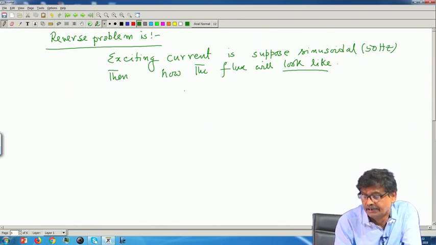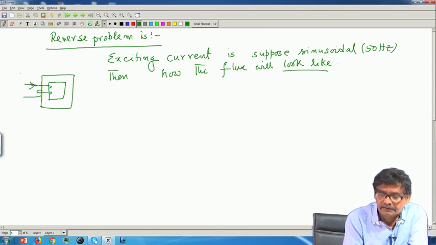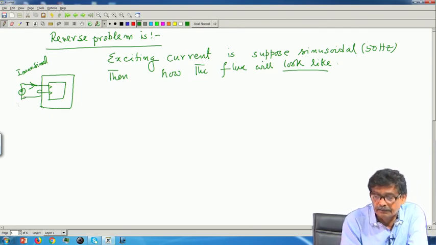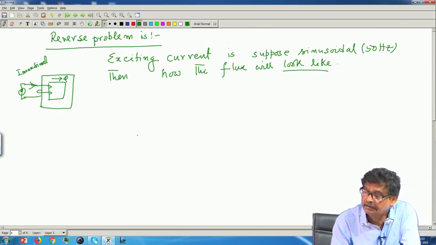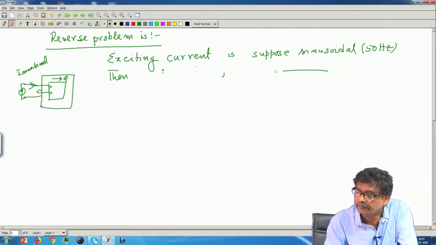So, the problem is like this, same core, but this time you pass sinusoidal current from a current source. This exciting current I will pass some I max sin omega t. I have forced it, a current source. Suppose sinusoidal current is excited. I want to know what will be the nature of the flux wave.